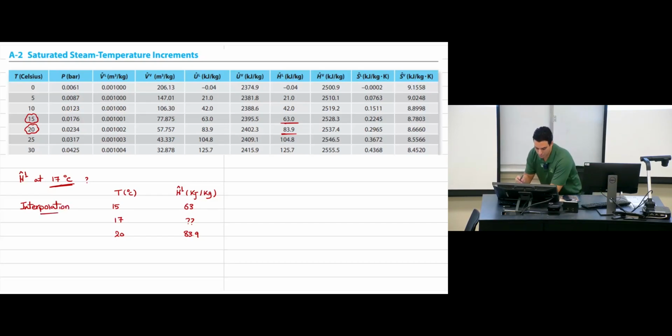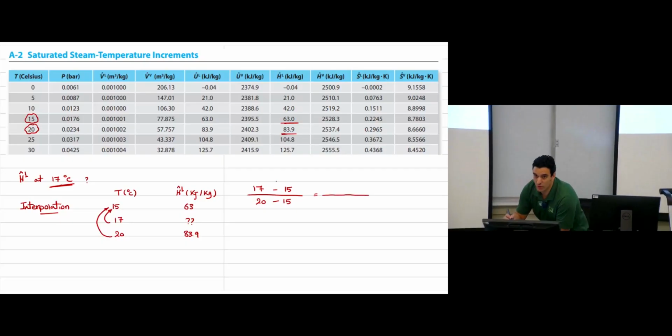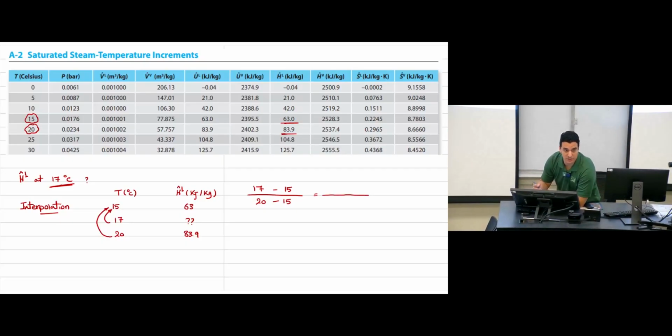And how do we make interpolation? It's easy. What is the temperature that is given? 17 minus 15. So this temperature minus this one, divided by this temperature minus this one, 20 minus 15, equals the corresponding enthalpy values. For 17, I have no idea what the enthalpy is. This is the property that I need to calculate.